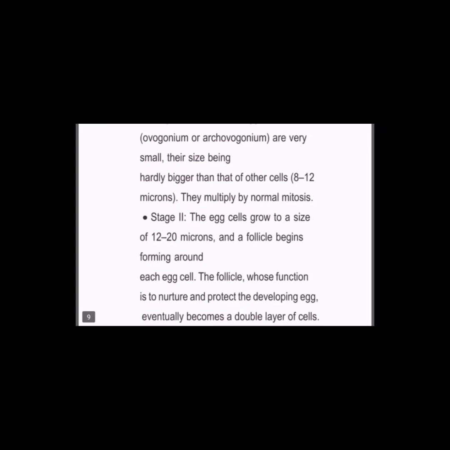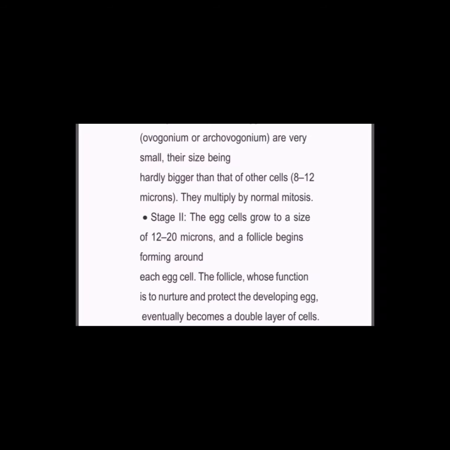eggs development. So the stage 1 is the primitive egg cells. This is what we call oogonium or archoogonium, are very small, their size being hardly bigger than that of other cells, 8 to 12 microns. So, namakalit, diba? They're multiplied by normal mitosis. So, na-multiply sila by normal mitosis.